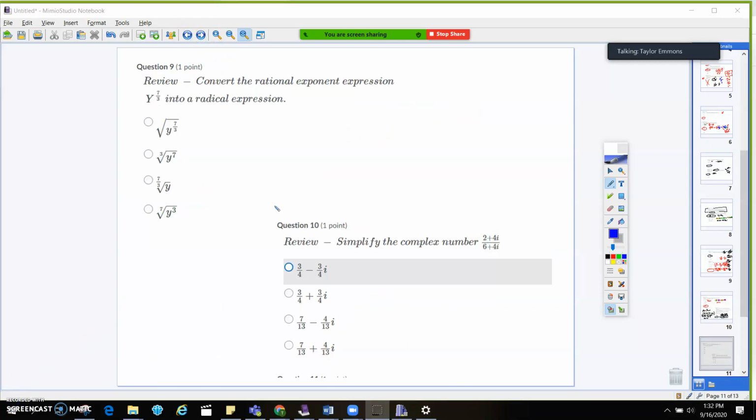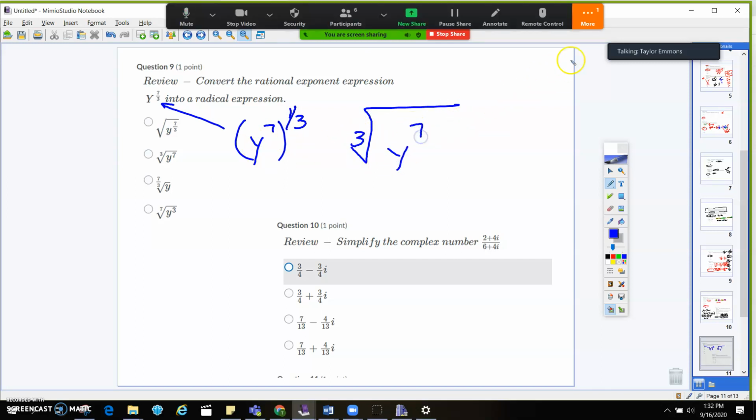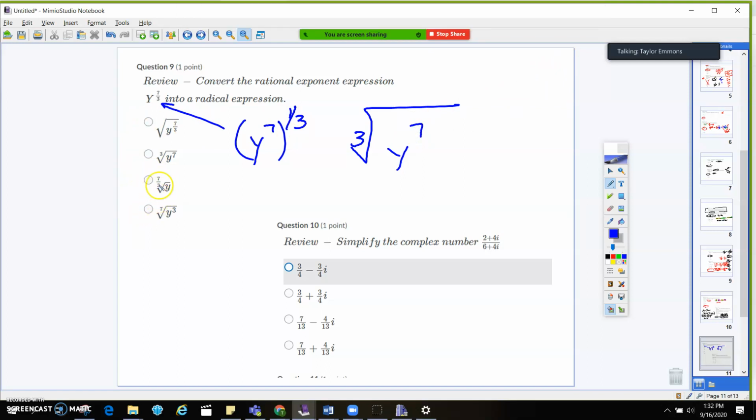On question 9, it asks you to put it into radical form. Okay? So one thing I want you to keep in mind, yesterday we talked about separating this into y to the 7th power raised to the 1/3. And we talked about it earlier, but anything raised to the 1/3 is the cubic root of whatever's inside that parentheses. So it'd be the cubic root of y to the 7th power.